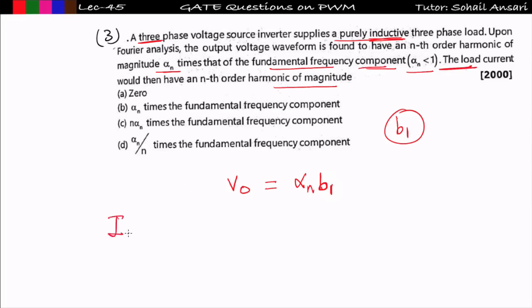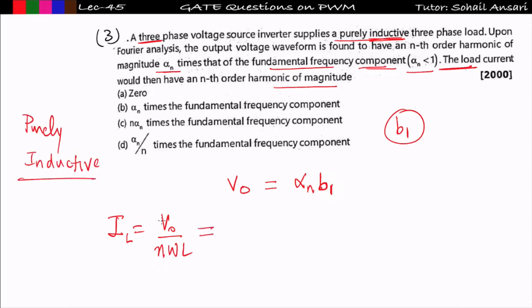As I know, load current IL will be equal to V naught upon n omega L. Why am I writing n omega L? As we know, here it is a purely inductive load. So if there is a purely inductive load, then definitely XL will be equal to n omega L, and n is the harmonic number. Now I can write IL is equal to alpha n times B1 upon n omega L.